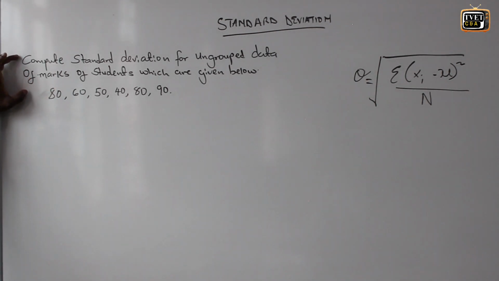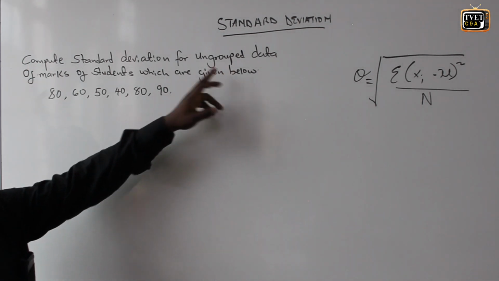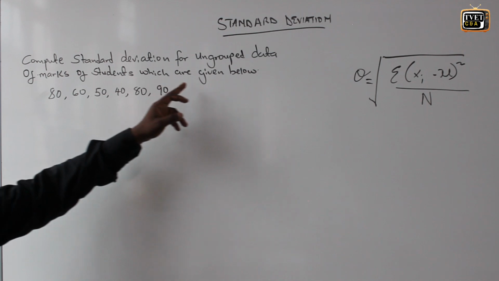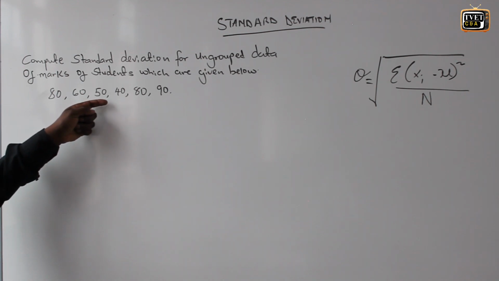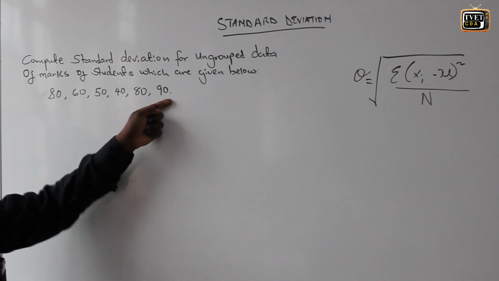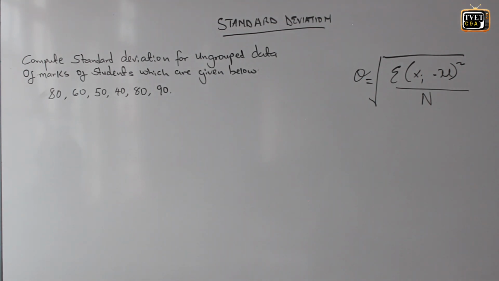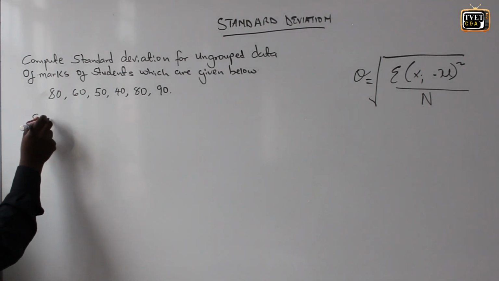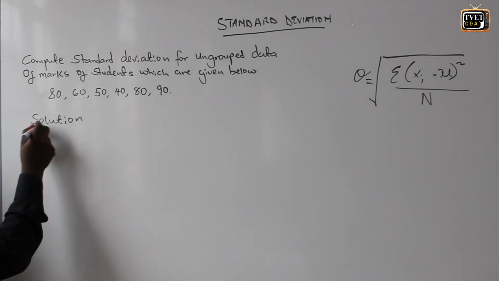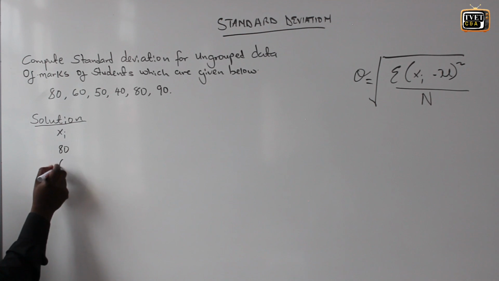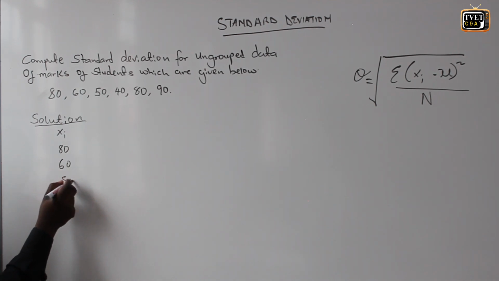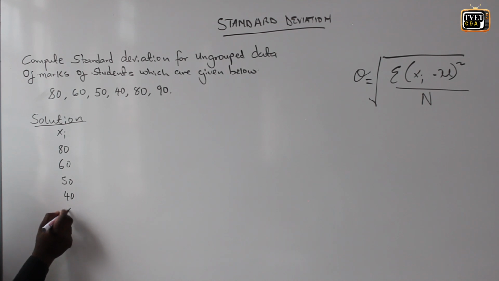The question is: compute the standard deviation for ungrouped data of marks of students which are given below. The marks are 80, 60, 50, 40, 80, and 90. For you to solve this, you need to rearrange the marks. First, you write the solution. Our variables, xi, represent the marks: 80, 60, 50, 40, 80, and finally 90.